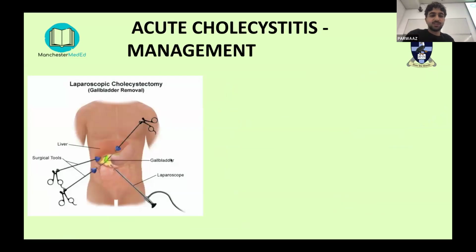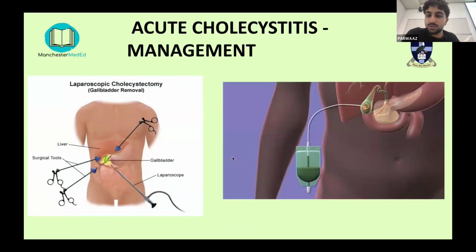So just a picture of lap choles because we always see it, we always hear about it. We don't know what's going on, and it's literally just taking the gallbladder out through a laparoscopic operation. And this is a picture of a cholecystostomy. Okay, so a tube draining the bile for symptomatic relief.